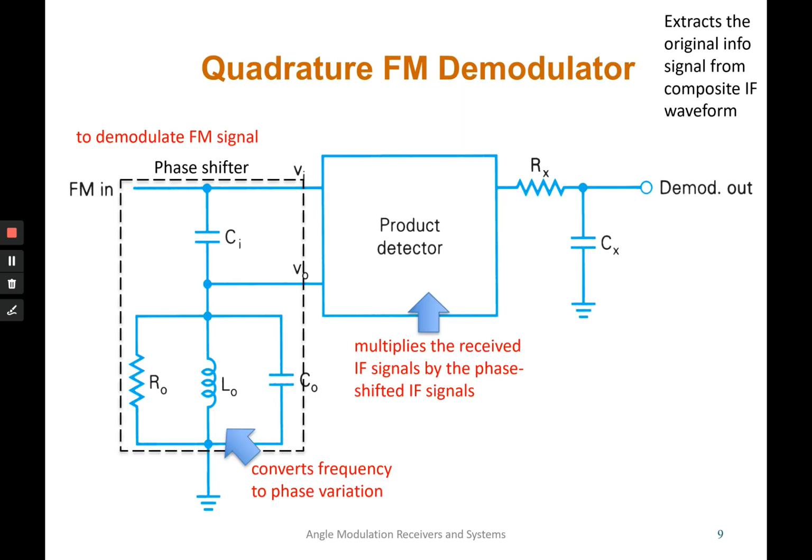Another type of demodulator is what we call the quadrature FM demodulator. This extracts the original information signal from the composite IF waveform by multiplying two signals that are in quadrature, or 90 degrees out of phase, inside a product detector over here. This FM demodulator only has three things: a phase shifter, a tank circuit, and a product detector. Then we can demodulate the received FM signal inside our receiver.